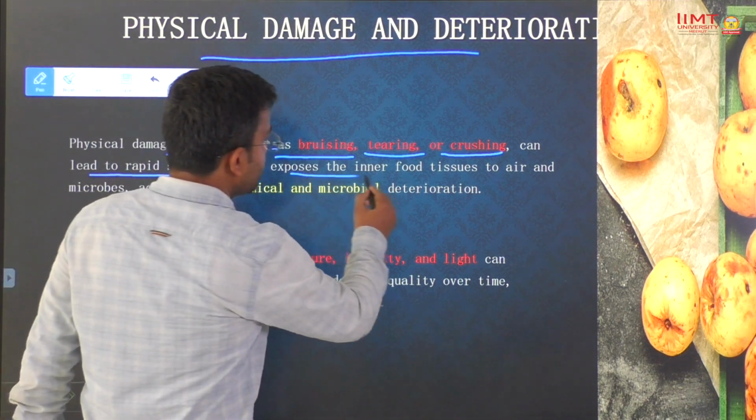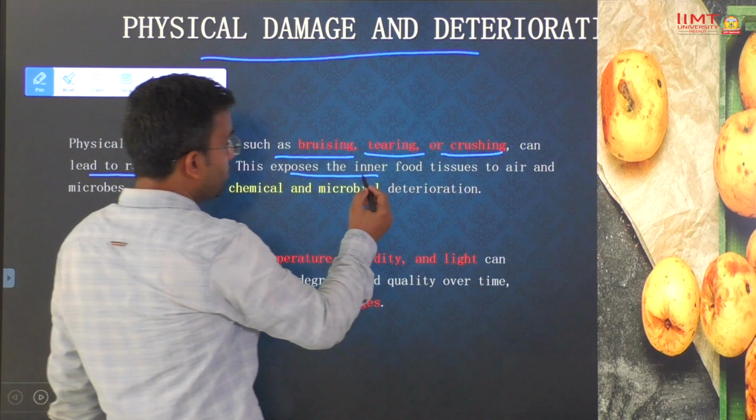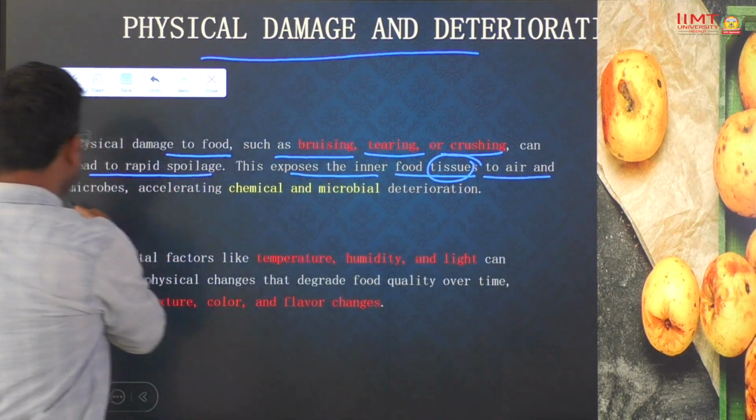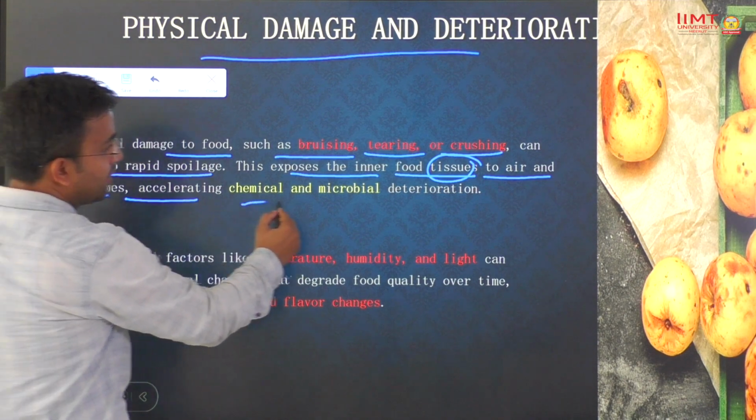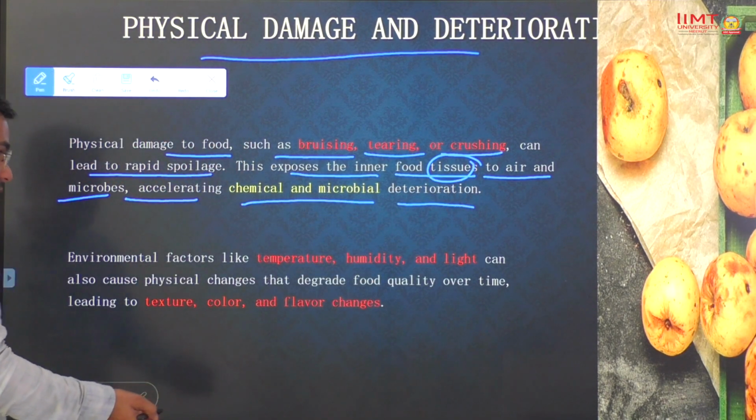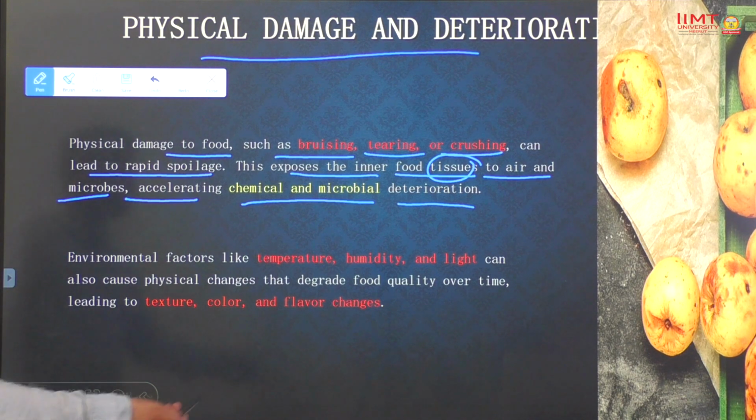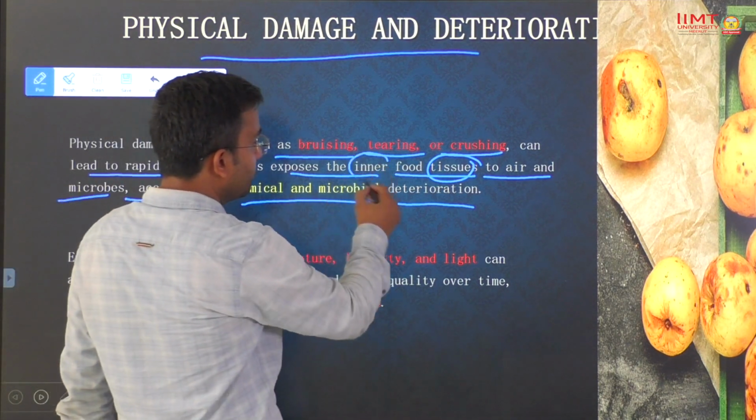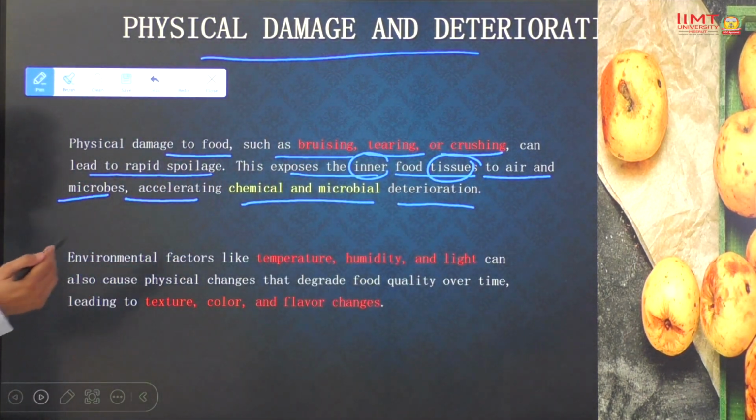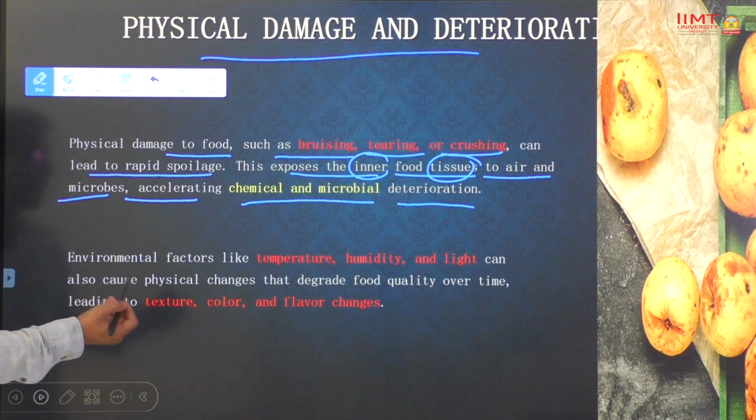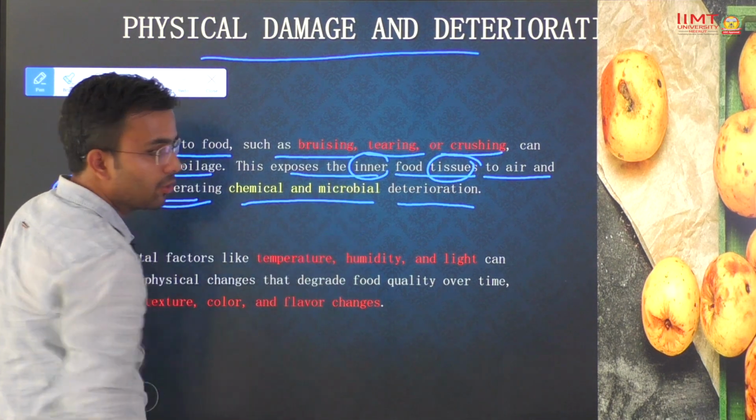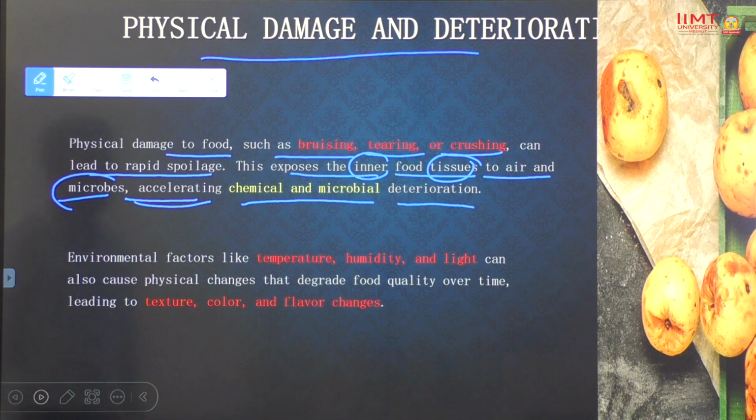This exposes the inner food tissues to the air and microbes, accelerating the chemical and microbial deterioration of the food product.